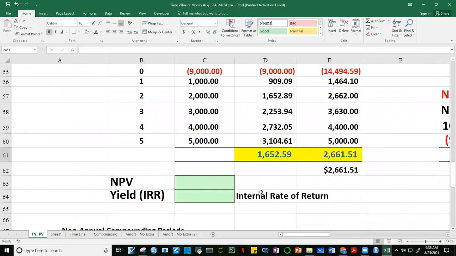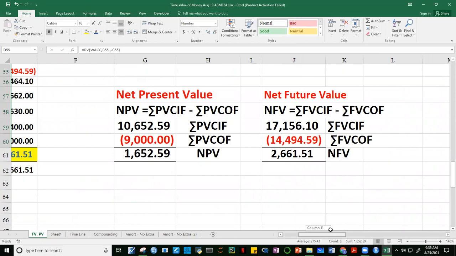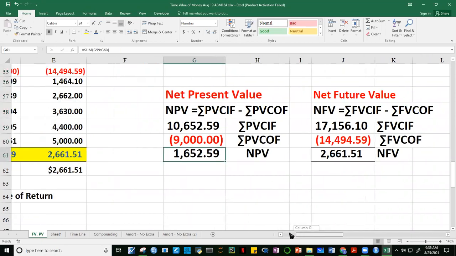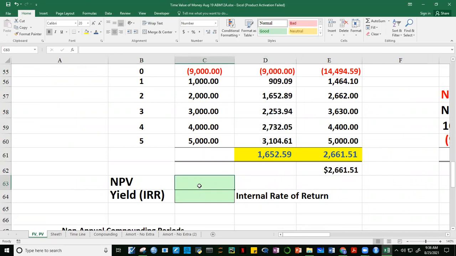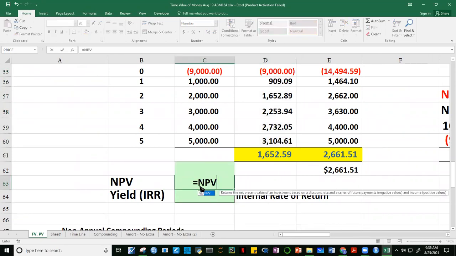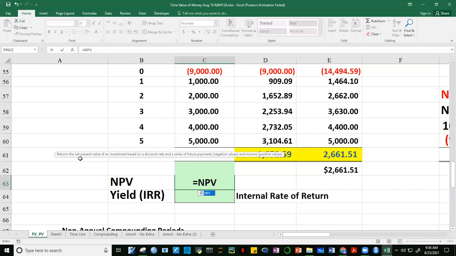Okay, so there's another function, guys. Can we compute for the NPV without having to compute for the present values? Yes, guys. There's a shortcut function in Excel to compute for the NPV. And you guessed it right, the function is NPV. It's equal to NPV. Kaso nga lang, guys, medyo mali si Excel dito. Hindi siya standard na definition ng NPV. Kasi if you take a look at the definition, sabi dito, returns the NPV of an investment based on a discount rate and a series of future payments.